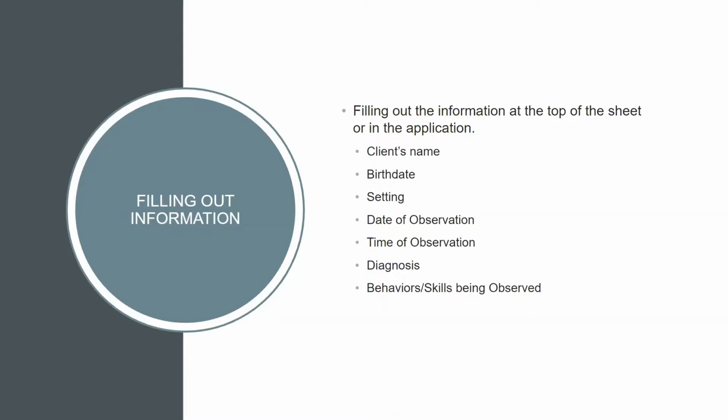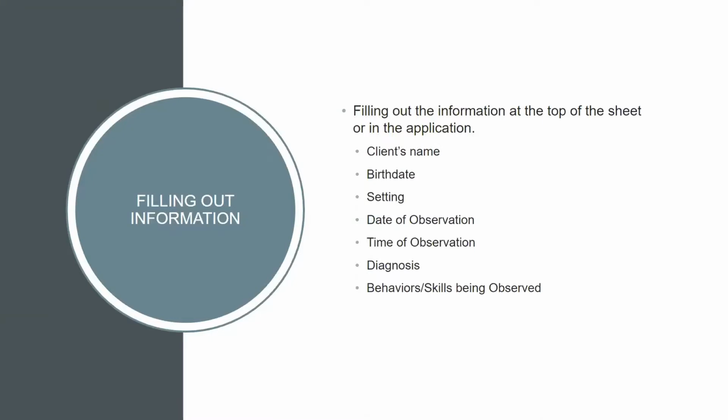Each data sheet or application will require the RBT to fill out the client's information, so the behavior analyst knows which data goes to which client. This is super, super important. The common information that is asked to be filled out is the client's name. Some staff will put client's initials only for confidentiality, or some might put first initial and their last name. Some data sheets or applications may ask for the client's birth date. Follow up with your supervisor or behavior analyst to make sure that they need this type of information when taking data.